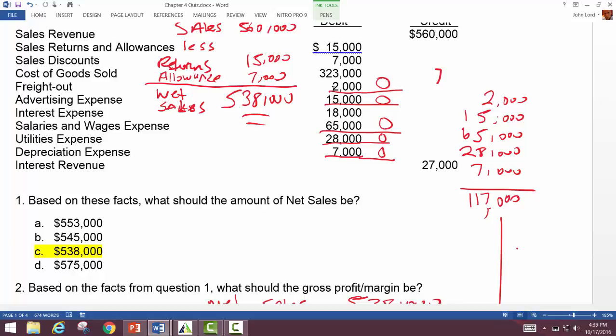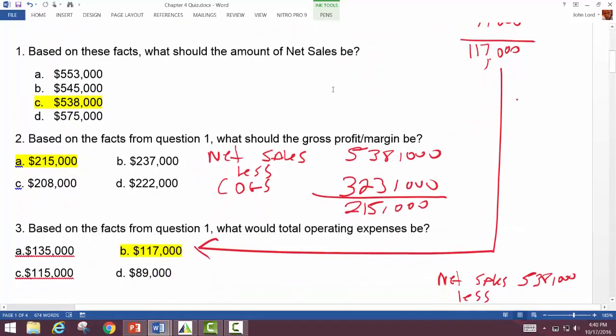How about interest revenue? Interest revenue and interest expense are not operating, not our day-to-day operations, unless we're a bank, financial institution, investment house, whatever. Then yes, those would be day-to-day operations type things. So you add all these up and you get 117,000 for our total operating expenses.